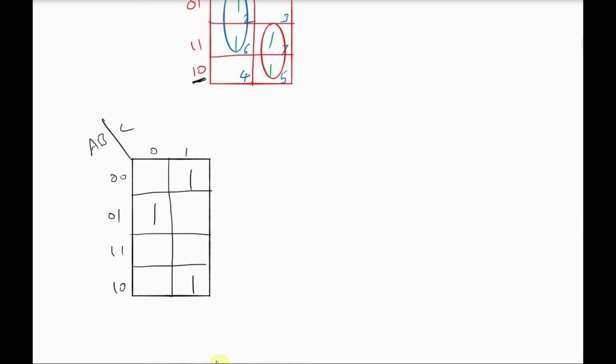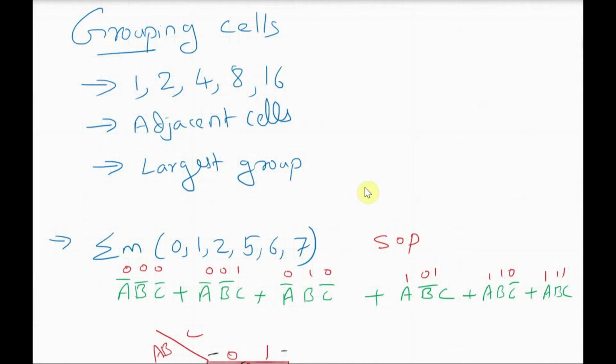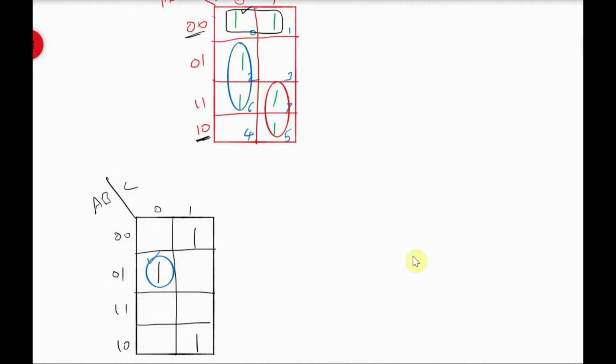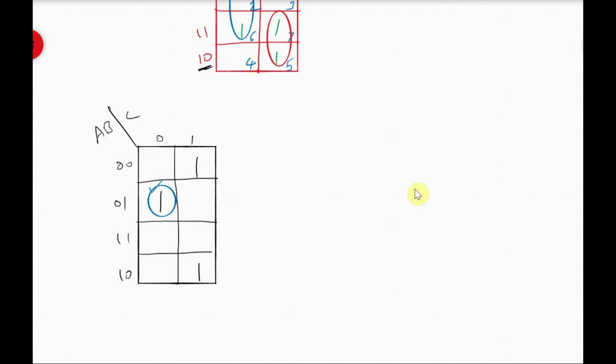Here if we consider this one, there is nothing in the right side, there is nothing in the top, there is nothing in the bottom. So no adjacent one is available in the neighboring cells. Therefore, we have to group it as a single group, because we can group as a single cell in the kmap. You can see here, we can group as 2 cell, 4 cell, 8 cell and 16 cells. So this one we can group as a single cell.